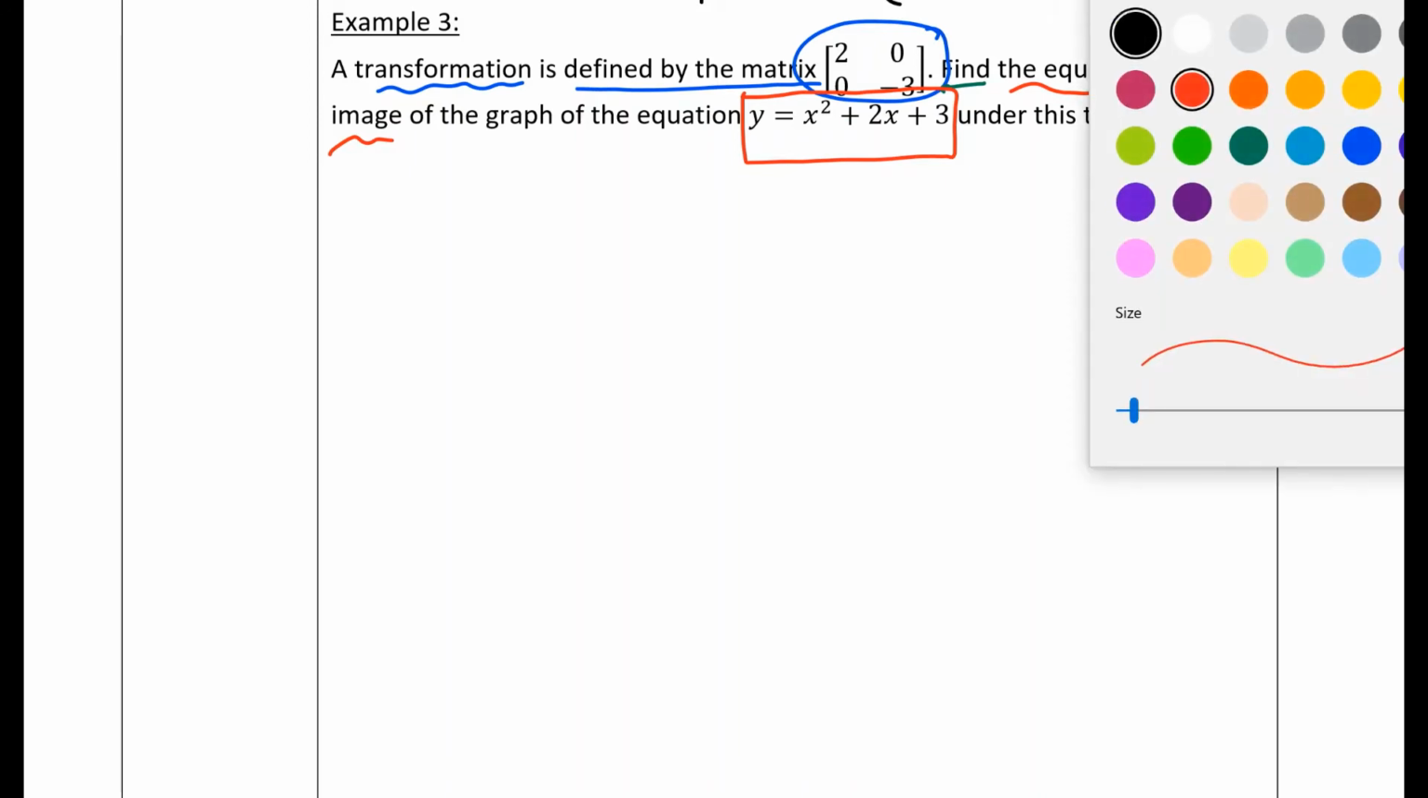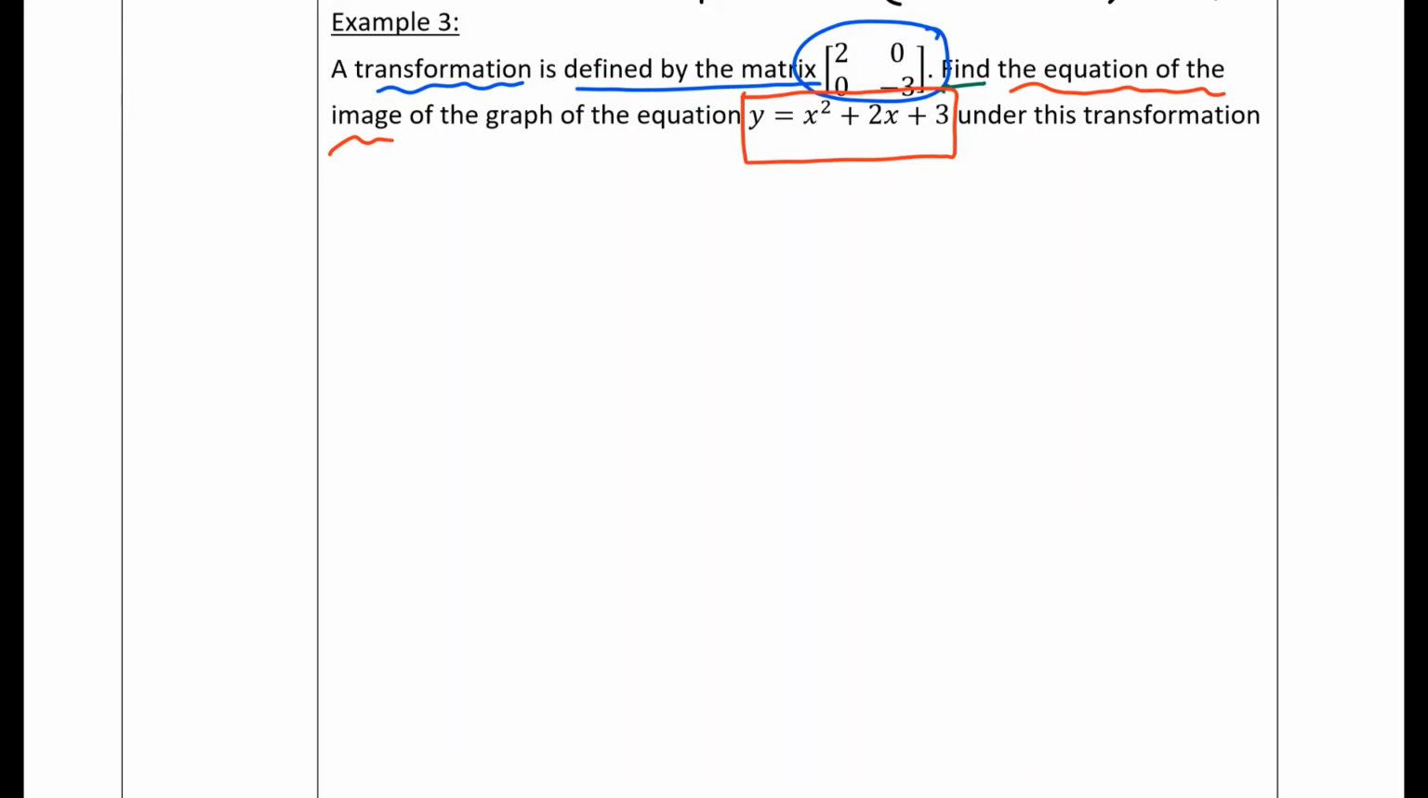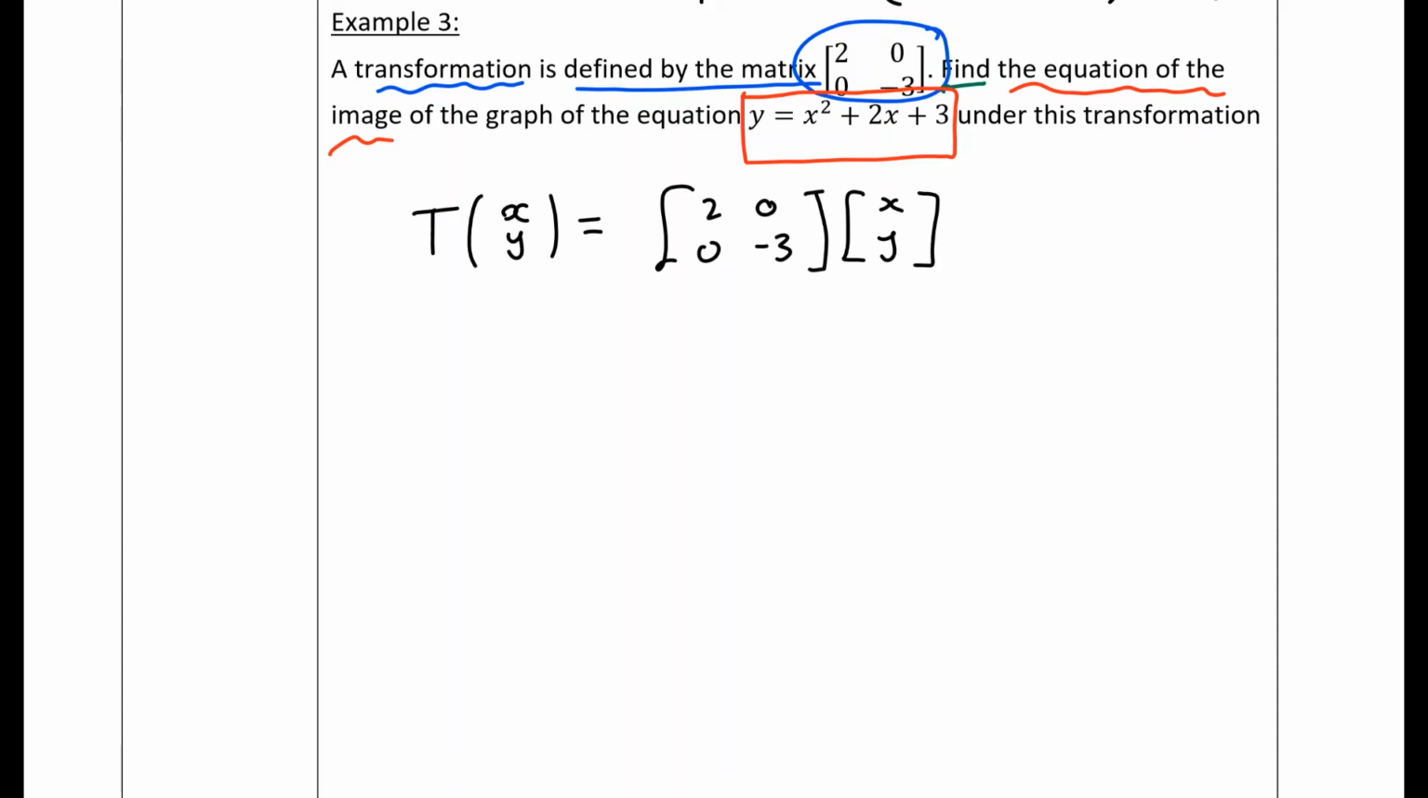Now, this is a great one to do with the matrix method. You need to first apply this transformation. So I'll help you with that now. Transform of xy is equal to 2, 0, 0, negative 3, xy, and that will be new x, new y. See if you can pause the video here and give this a go. Remember that your goal is to find the image of the graph of this equation. It's a very poor sentence, but find the image of this equation.